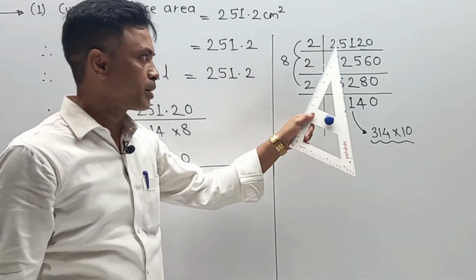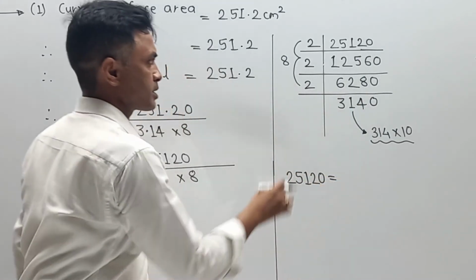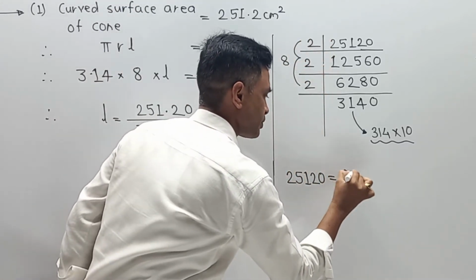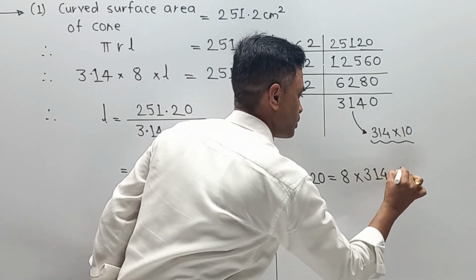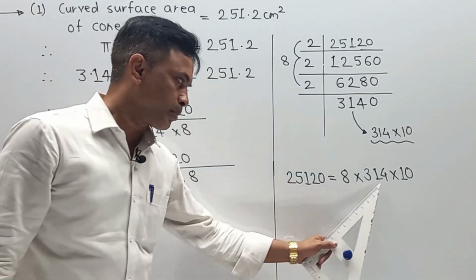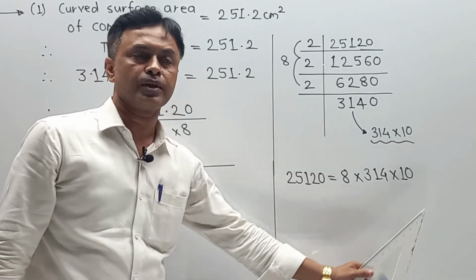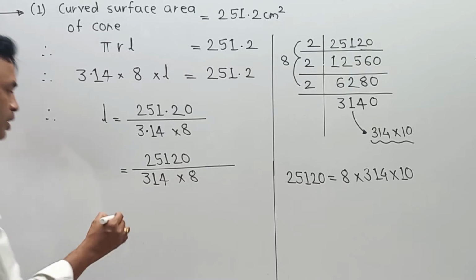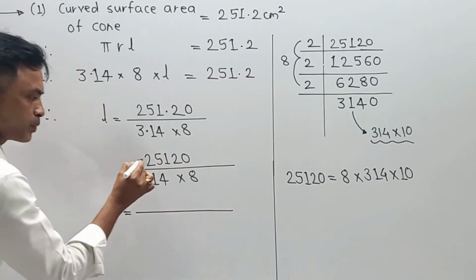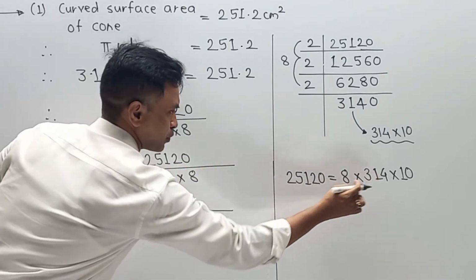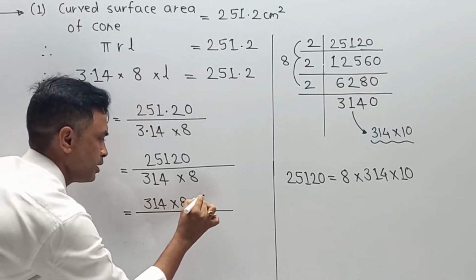Means I can simply write this number 25,120 as 2 into 2 is 4, into 2 is 8, into 3,140, means 314 into 10. So 314 into 10, and definitely both the numbers are important for me. Means 25,120 can be split into 8 into 314 into 10. Now I am using the same methodology over here, and this value 25,120 can be written as 314 into 8 into 10.